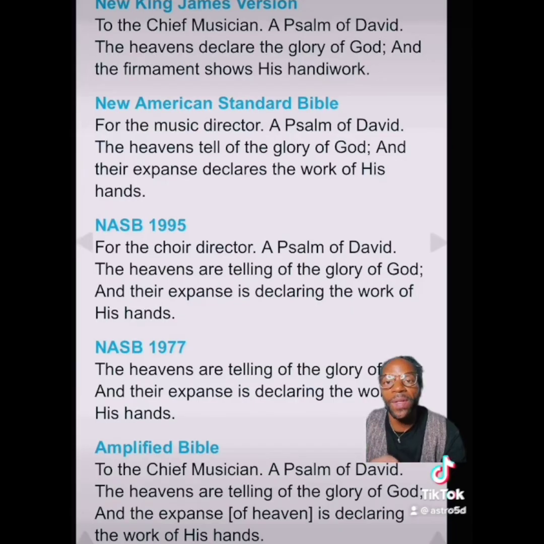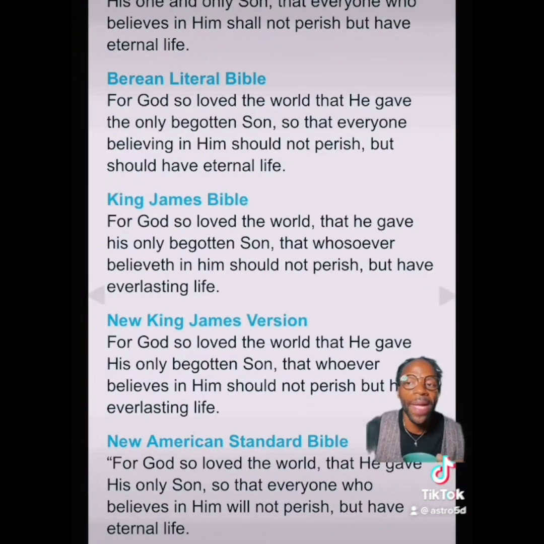Just wanted to throw this in here before moving on to the chief musician, a Psalm of David. The heavens declare the glory of God, and the firmament shows his handiwork. So I would like to add that the firmament was also deified by many ancient civilizations.